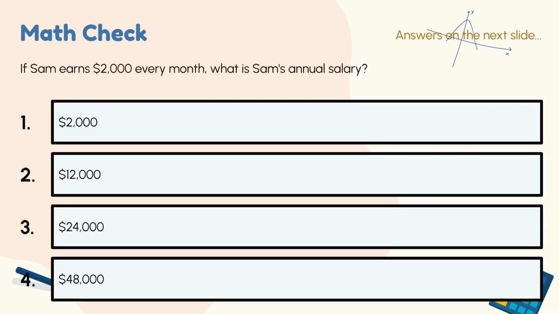Let's do a quick math check. If Sam earns $2,000 every month, what is Sam's annual salary? Think about how many months are in a year. The correct answer is $24,000. This is calculated by multiplying $2,000 per month by 12 months.